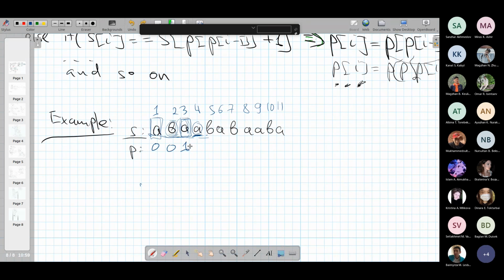Oh wait, 1, 1. So like this: P of 4 minus 1. So this would be P of 3. P of 3 is equal to 1. P of 1 is equal to 0. So plus 1. So it means that 0 plus 1 equals 1.